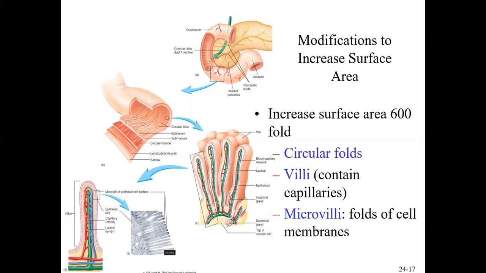And then on the edges of all of the villi, you have very fine thread-like projections called microvilli. And so all three of these together help to increase the surface area. Your book estimates about 600 times. So you have 600 times more surface area and more ability to absorb all these nutrients than you would if it was just smooth throughout.